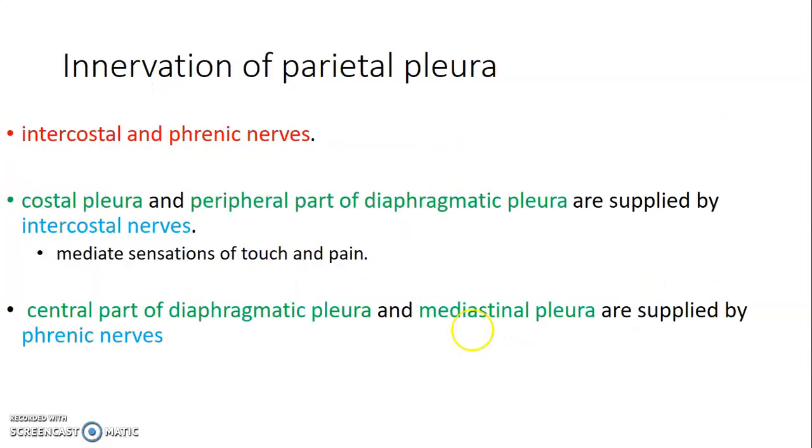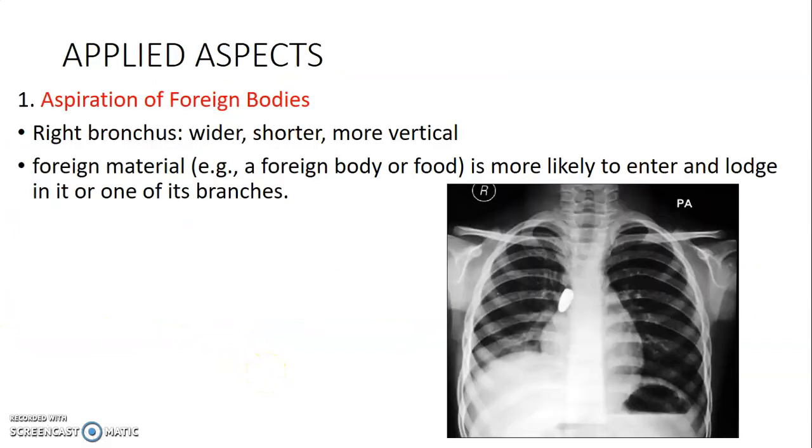So parietal pleura is innervated by intercostal and phrenic nerves. So the costal surface will be innervated by intercostal nerves, while the central parts of the diaphragmatic pleura and the mediastinal pleura are supplied by the phrenic nerve. So what are the applied aspects?